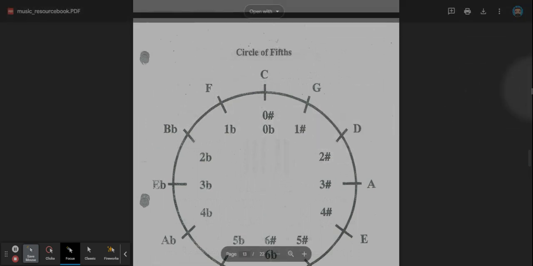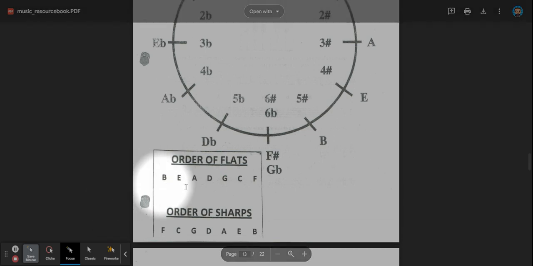Okay, so I hope this video helps you understand what you're looking at when you see a circle of keys or a circle of fifths. And then don't forget about those orders of flats and sharps.